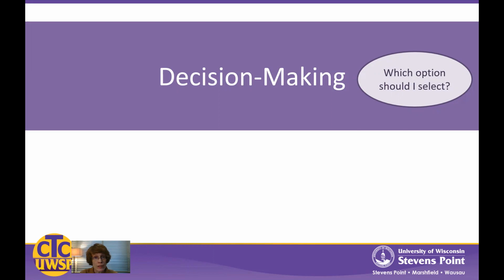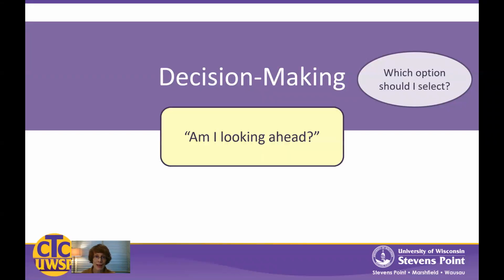Now, as we've seen, when we are called upon to make a decision, we are probably being confronted with a series of options that we can select. So our overarching question is, which of these options should we choose? There are, of course, smaller questions that can help us to answer this larger overarching question. And one of those smaller questions is, am I looking ahead?